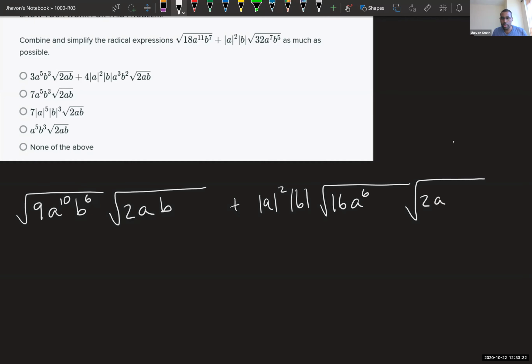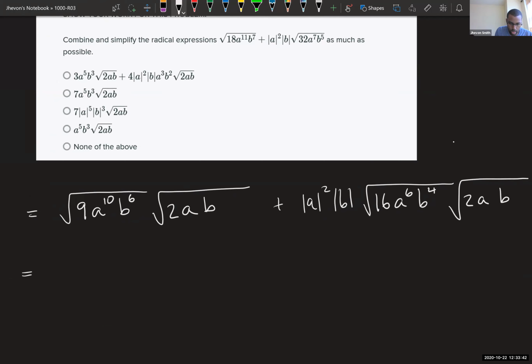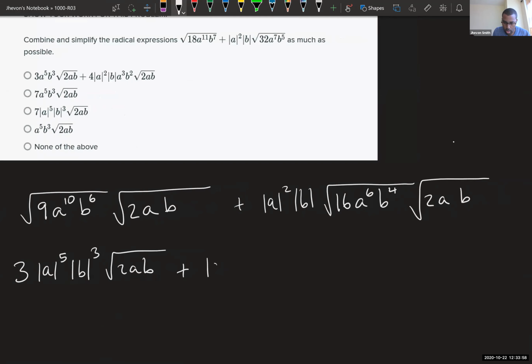So here what I have is 3 a to the 5, because it's an even power and an even radical, so we knew we get absolute values. B cubed times 2ab, plus here I would have 4 a cubed b squared 2ab.